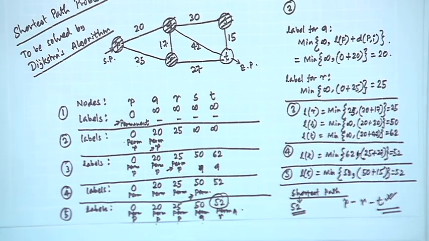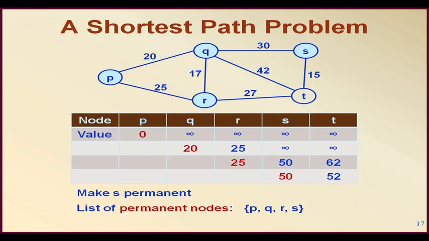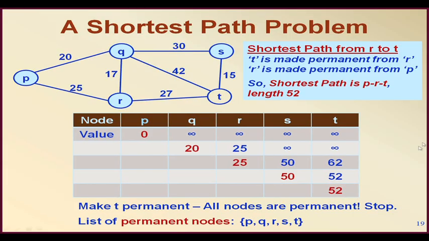So, that is about how we use Dijkstra's algorithm to solve the shortest path problem, right. We will do one more problem, but currently we stop here. This is our final solution: T is made permanent from R, R is made permanent from P. So, the shortest path is P R T and the length is 52, right.